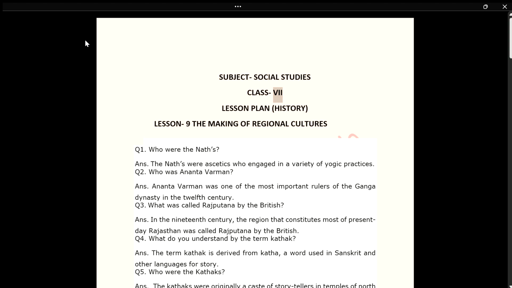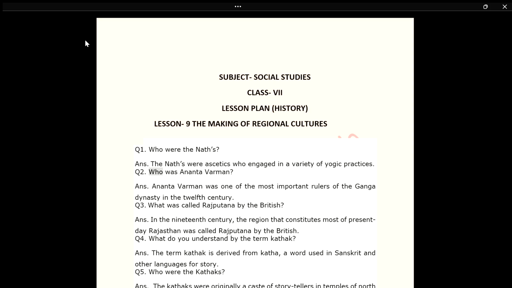Class 7. Lesson Plan, History. Lesson 9, The Making of Regional Cultures. Q1. Who were the Naths? Ans. The Naths were ascetics who engaged in a variety of yogic practices.